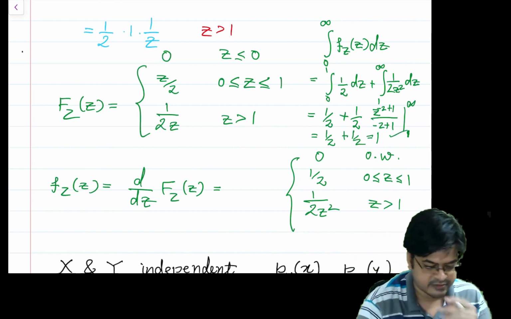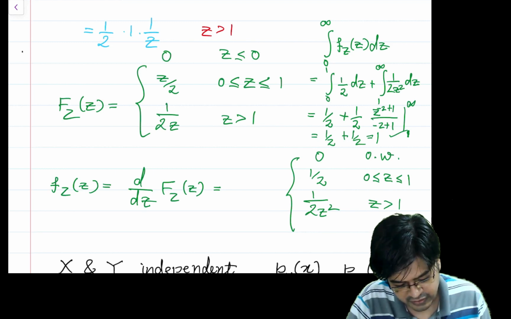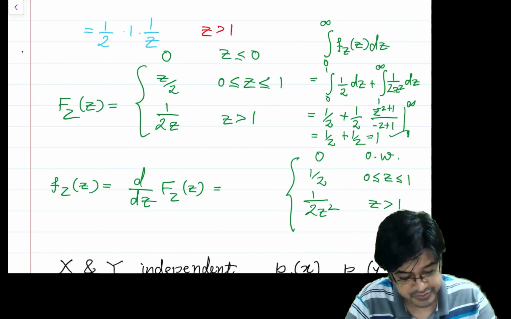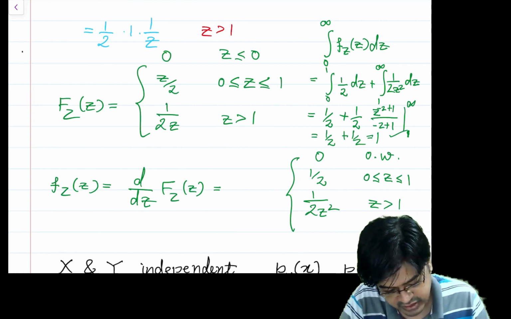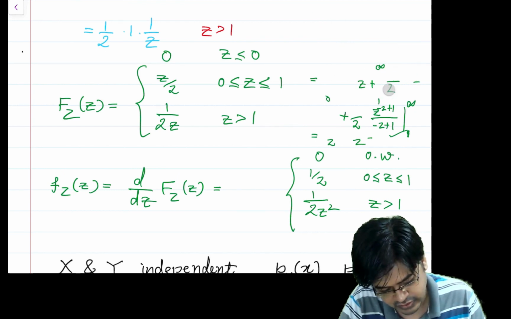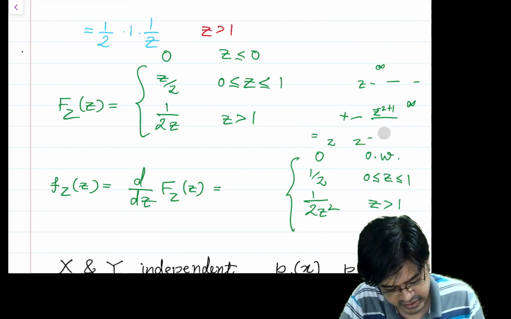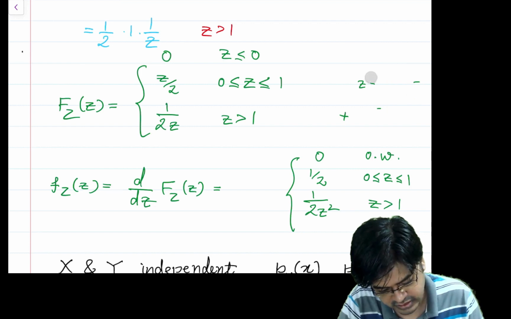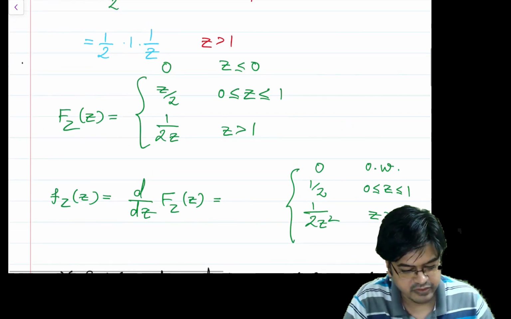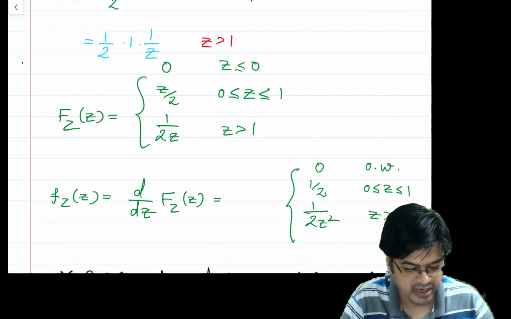So my answer is correct. Half and 1 by 2 z square for z greater than 1. This is the density of our new random variable, which is given to us. Okay, so the verification is complete and we are done. So this is about the random variable Y by X.